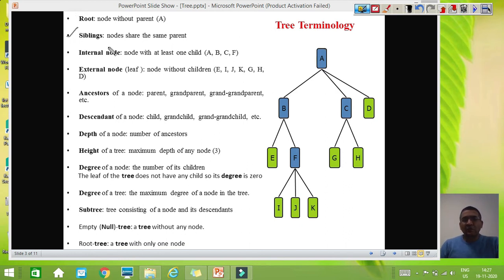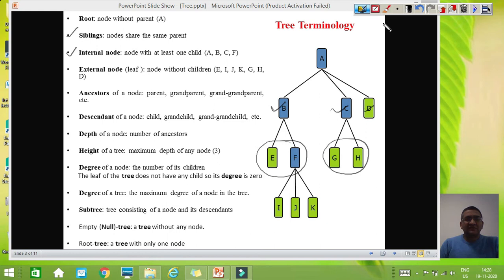Siblings are the nodes which have the same parent. If you look at nodes B, C and D, these nodes have the same parent. So B, C, D are said to be siblings. Similarly, G and H are siblings, and E and F are sibling nodes because E and F have the same parent.